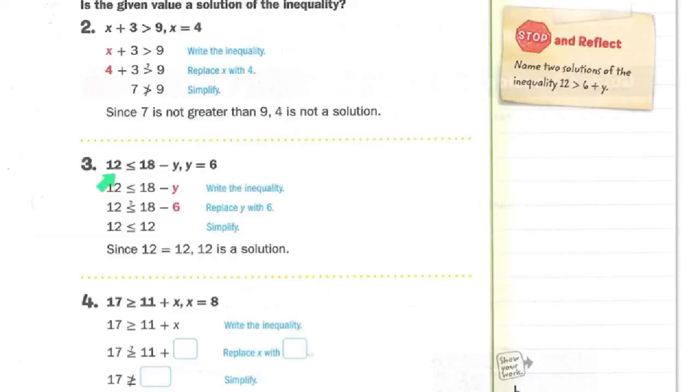How about this one? 12 is less than or equal to 18 minus y, and y equals 6. If we put a 6 here, 18 minus 6 is 12. 12 is less than or equal to 12, so 12 does equal 12, so 12 is a solution. This stuff's pretty easy, isn't it?